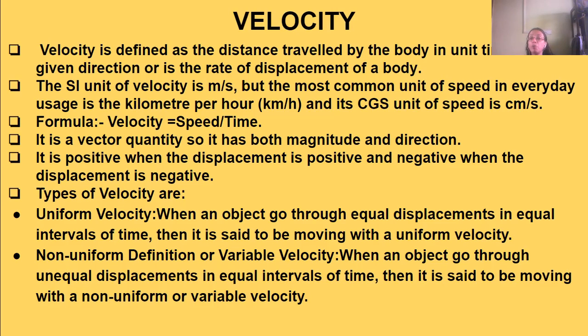If it is non-uniform or variable velocity, then the object goes through unequal displacements in equal intervals of time. For example, if the body is moving every 1 hour, it is changing its displacement. That is, first it is 1 kilometer north, then in the second hour it is moving 2 kilometers north, like that. Then it is non-uniform or variable velocity.